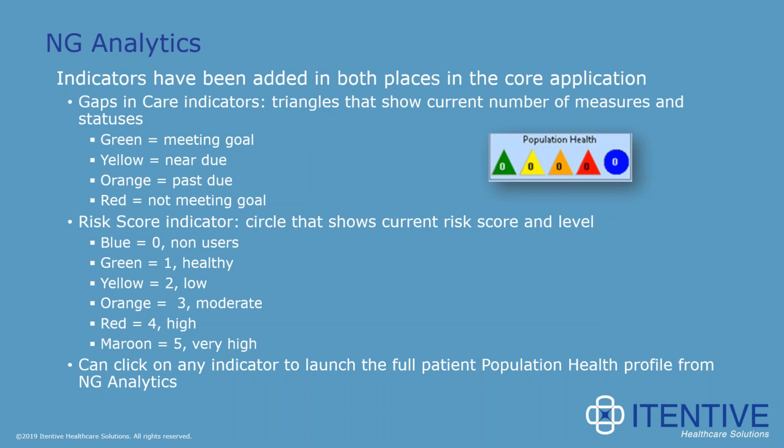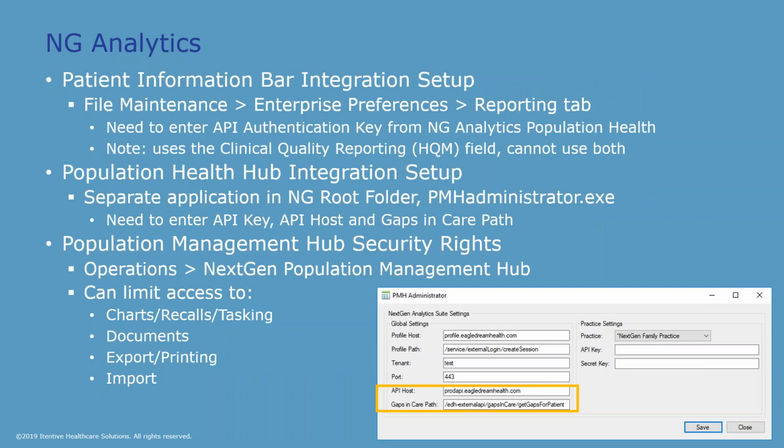Of course, you can click on any indicator to launch the full patient population health profile from NextGen Analytics as well. And of course, there is some setup for both integrations, which I included. If you do want to use this, you're going to have to open a support case, most likely to fill in that API options and gaps in care path in the PMH administrator. But if you are using NextGen Analytics, we included this slide for your reference as well.